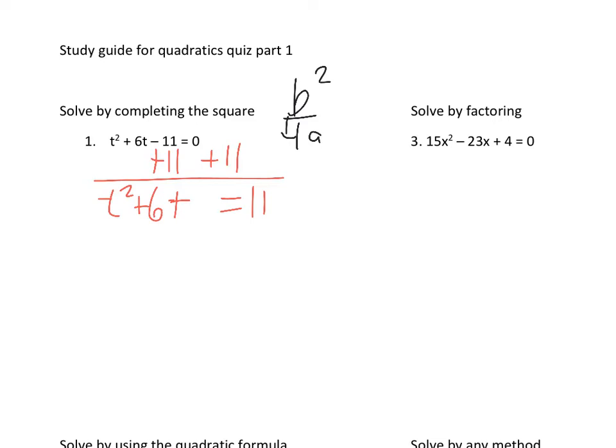So if I want to add b squared over 4a, in this case b is 6, so it's going to be 6 squared over 4 times, there's nothing here, so we can add a 1 from that t squared. It's going to be 4 times 1. So 6 squared is 36, 4 times 1 is 4, so I'm going to add 9 to both sides of the equation. And remember, when you're doing completing the square, first of all, your a should be a perfect square. In this case it's just 1, so that's fine.